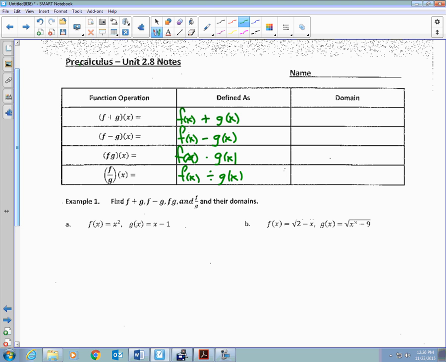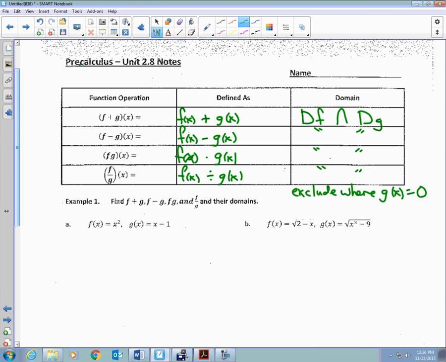The domain is what's interesting. The domain is going to be the intersection of the domain of g and the domain of f. So that's intersection, the overlap of the two domains. And it's the same way for addition and subtraction and multiplication and division, except we need to exclude where g of x is equal to 0.